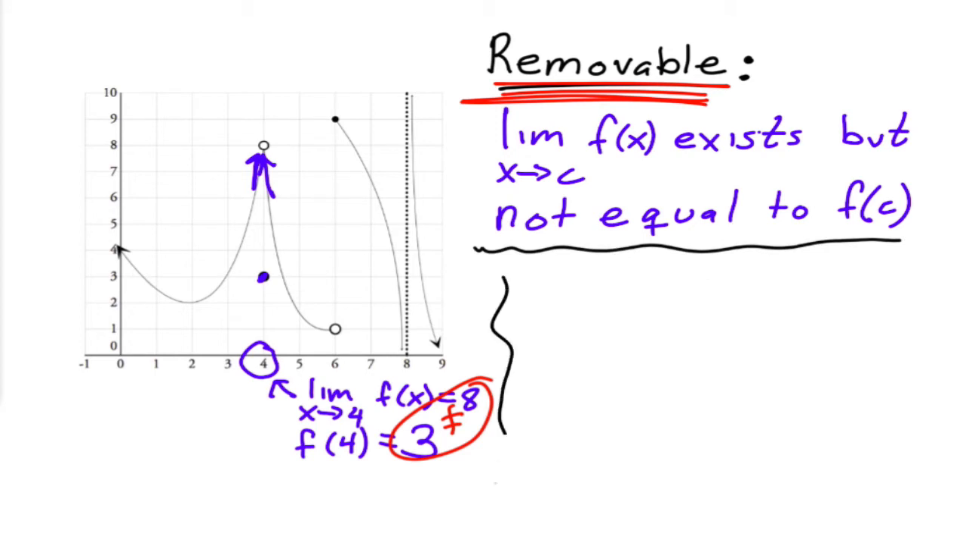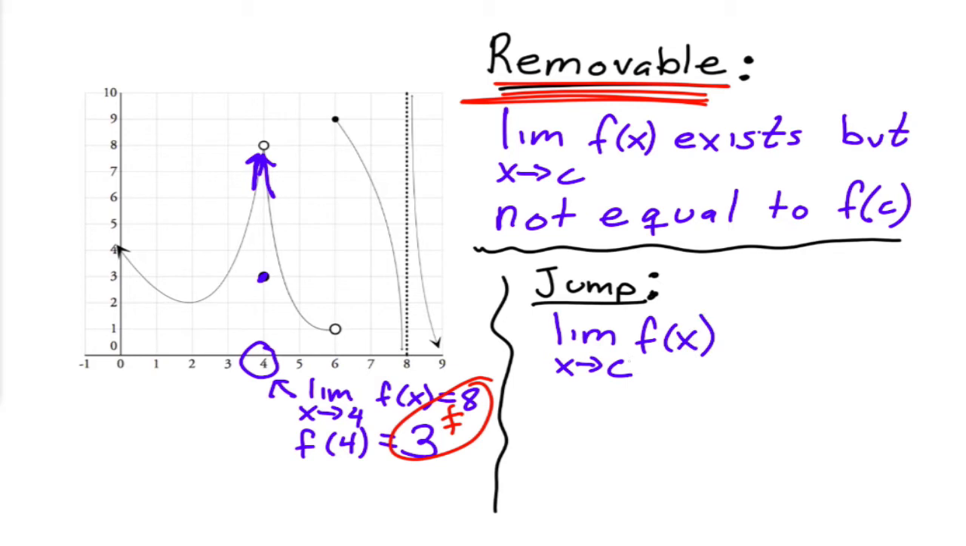Now the second type of discontinuity is called a jump discontinuity. And you would have a jump discontinuity if the limit as x approaches c from the left isn't equal to the limit as x approaches c from the right. So if the limits of those two sides are different, then that's going to be called a jump discontinuity.